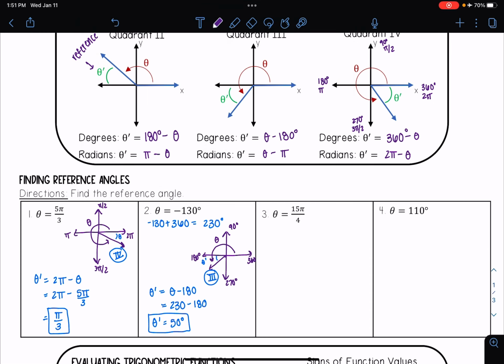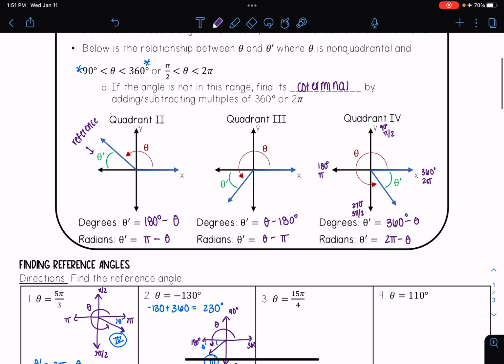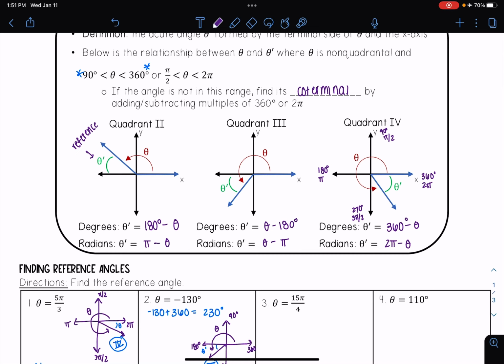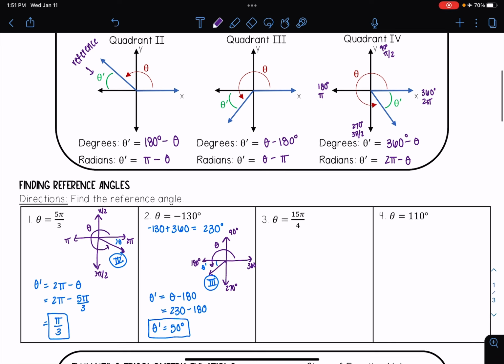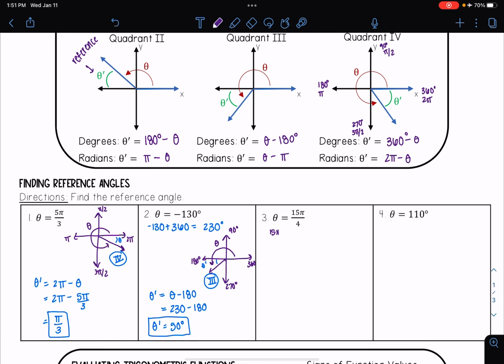Okay, now let's look at this next one. Here I have theta is equal to 15 pi over 4. First I'm going to see if it's in my range, which is pi over 2 to 2 pi. Well, 15 divided by 4 is going to be greater than 2 pi, so I need to find a coterminal angle. I want to try subtracting 2 pi, which is really the same thing as subtracting 8 pi over 4. I get 7 pi over 4.